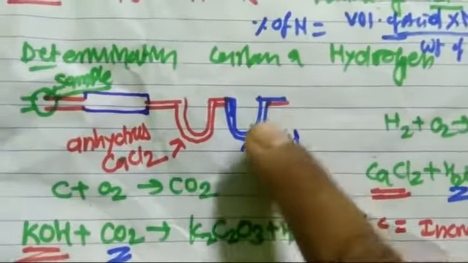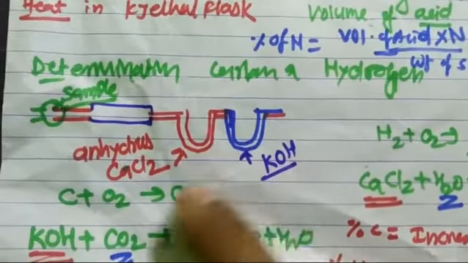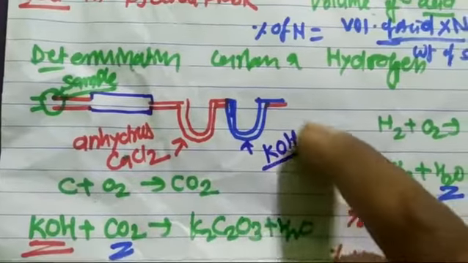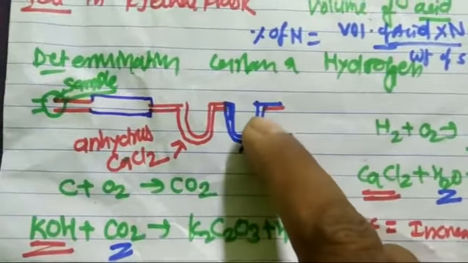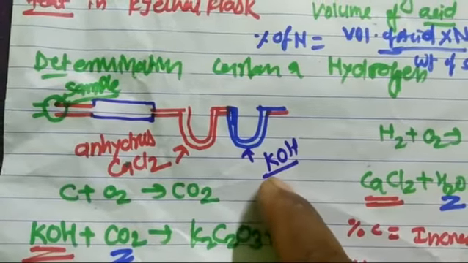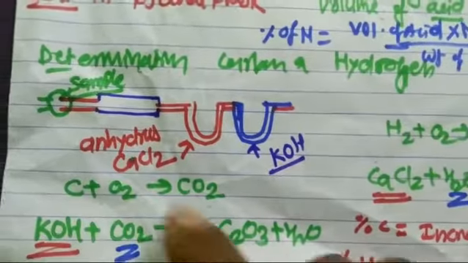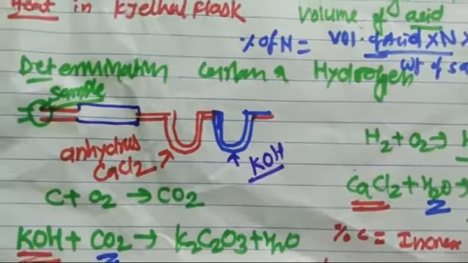So we measure the weight of that tube, the previous weight, and after CO2 combines to form K2CO3, the new weight. The weight difference between previous and next, we use to calculate the percentage of carbon.